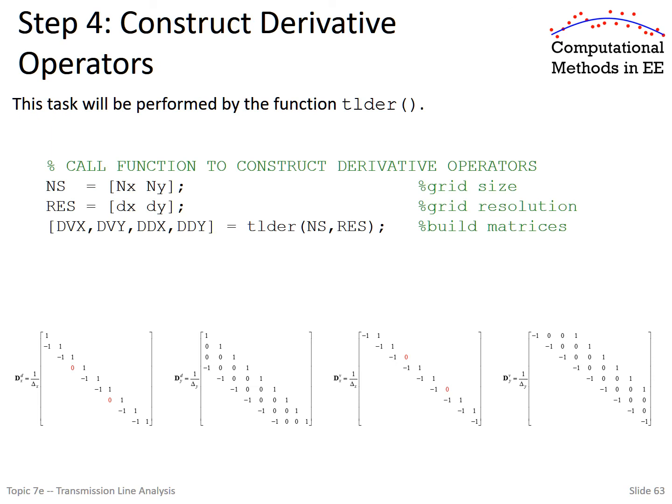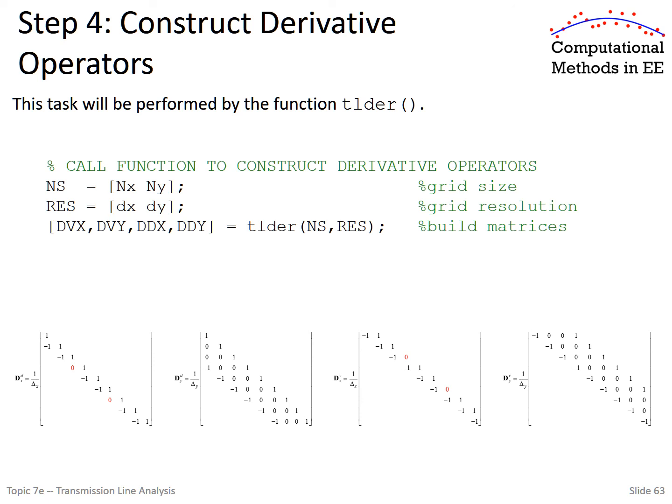Now we need our derivative matrices. So hopefully by this point you will have written this function TLDIR, or transmission line derivative matrix builder. We give it 2 parameters: an array of 2 numbers saying how large our grid is, then another array of 2 numbers, that's our resolution of the grid. Given that, it will build our derivative matrices, and we're using Dirichlet boundary conditions inside of this function.